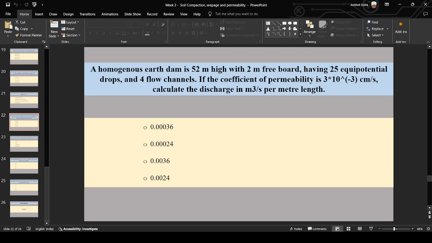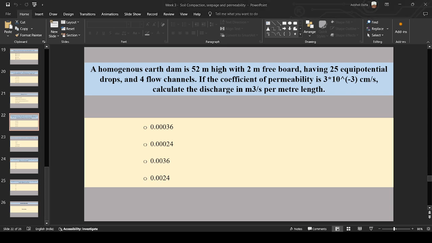I'll repeat the question. A homogeneous earth dam is 52 meter high with 2 meter freeboard, having 25 equipotential drops and 4 flow channels. If the coefficient of permeability is 3 in 10 to the power minus 3 centimeter per second, calculate the discharge in meter cube per second per meter length. The options are 0.00036, 0.00024, 0.0036 or 0.0024. Okay.